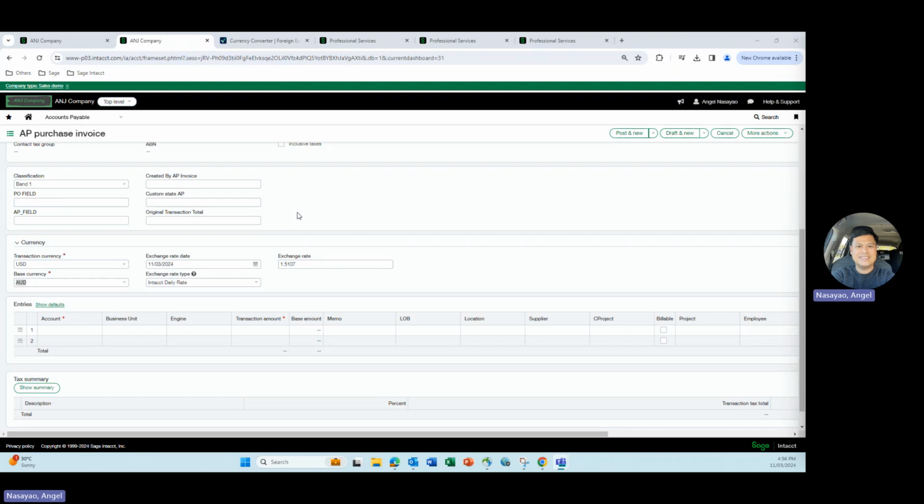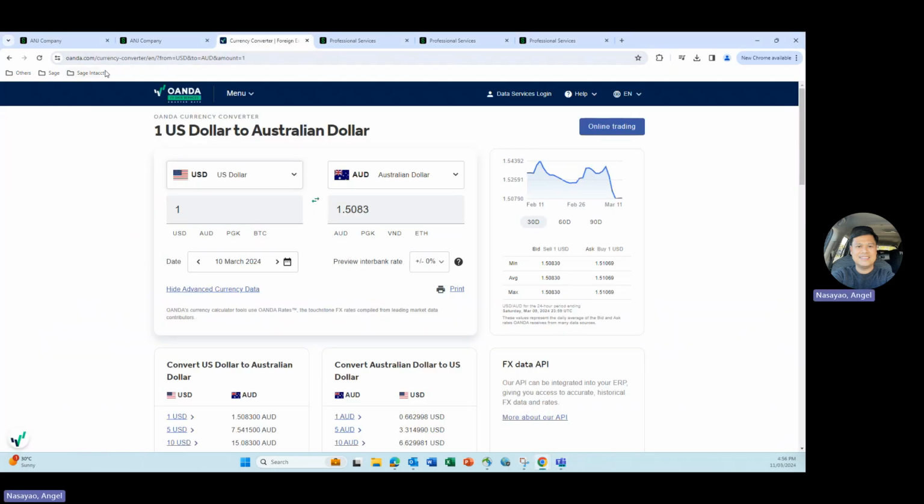So what you can do is essentially refer back to Oanda's website, oanda.com, and based on the currency converter in there, you can just double check if the exchange rate is correct.